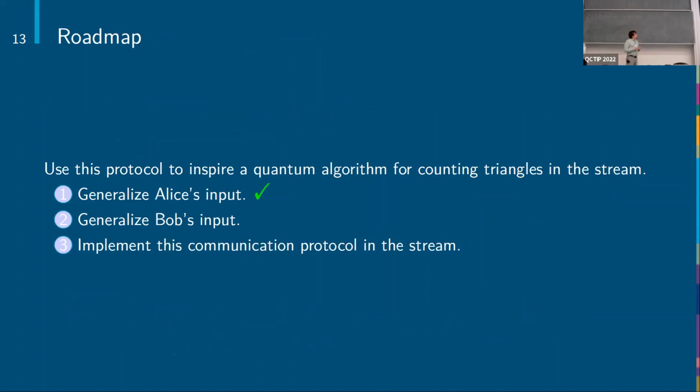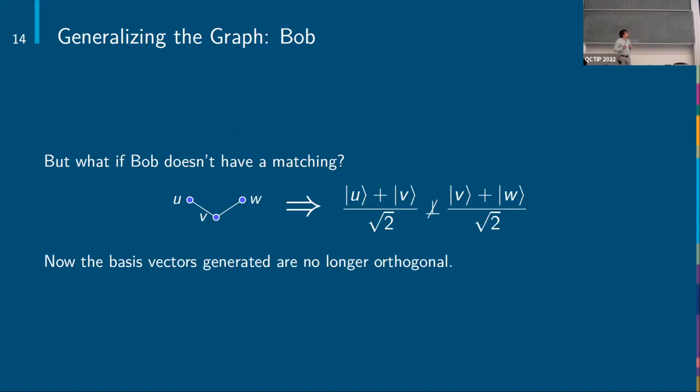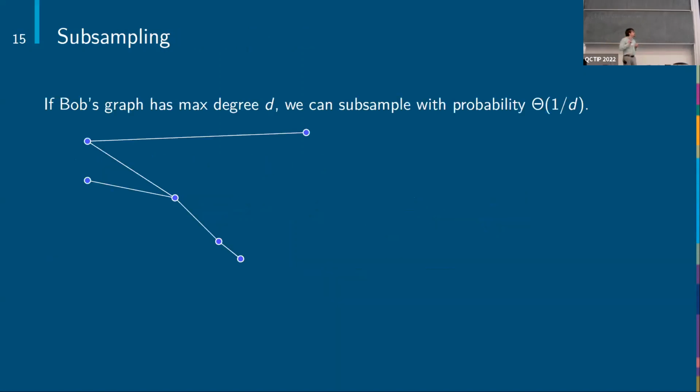But what's going to be slightly harder is generalizing Bob's input. Recall that previously Bob had a matching. But now we ask, what happens if Bob doesn't have a matching? In fact, suppose that he even has 2 edges that just share the same vertex. Well, now we're already in a bit of trouble, because our protocol told us that we wanted Bob to measure with UV plus and VW plus in his basis. But those are not orthogonal vectors, so we can't construct an orthonormal basis that contains both of those elements. So we're going to have to handle this somehow.